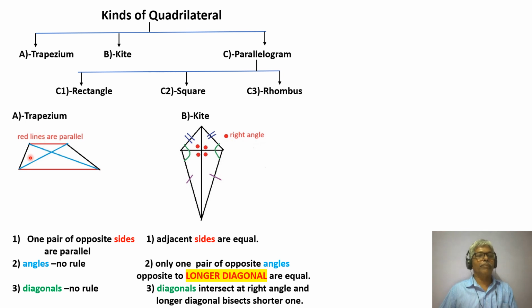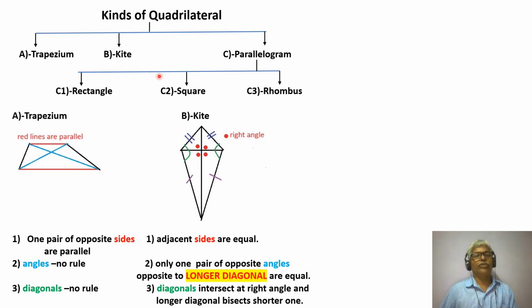This is a trapezium. We start with this and see what the properties of a trapezium are. They are given here. One pair of opposite sides are parallel. See, this and this are parallel. The red lines are parallel. And that is the only property of a trapezium. For angles there is no rule. For diagonals there is no rule as such. So this is a trapezium. Remember only this.